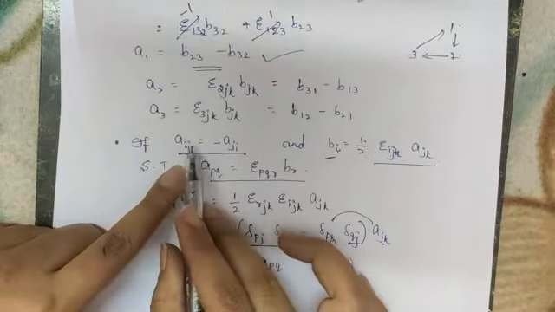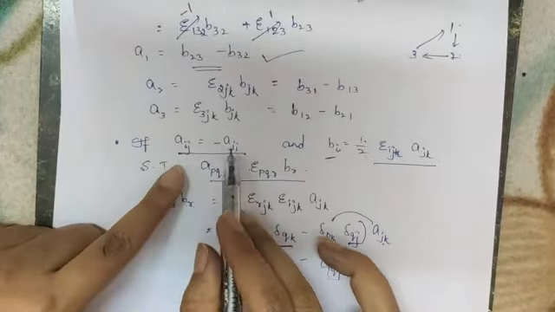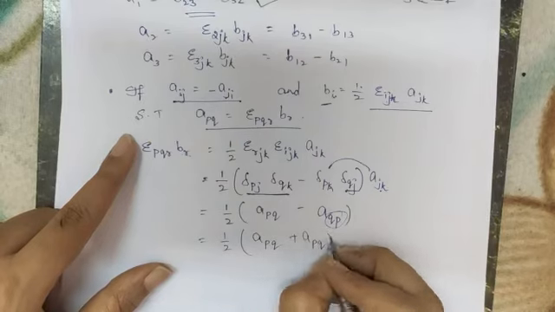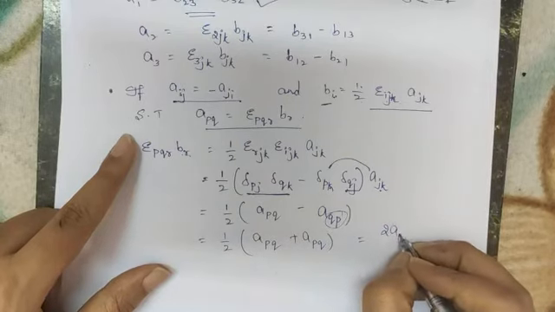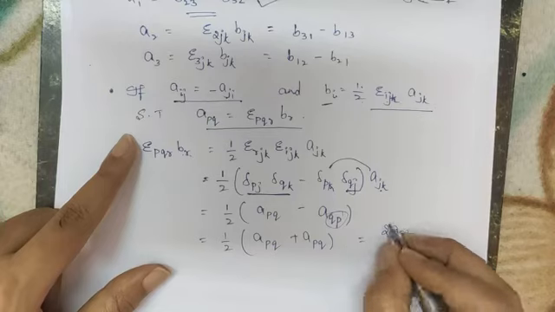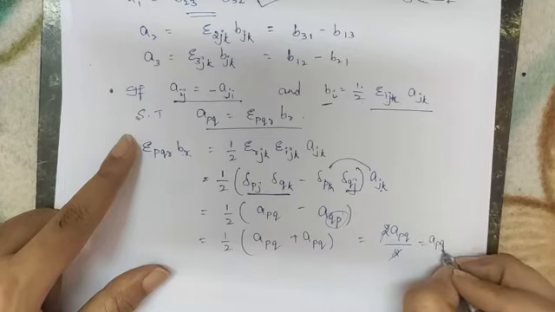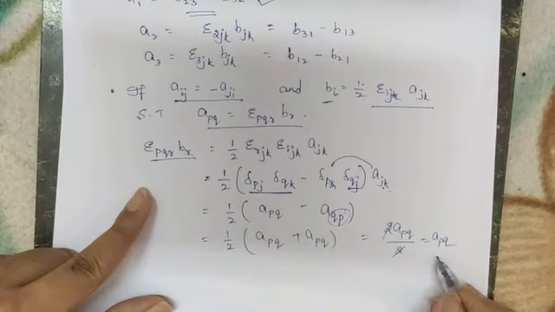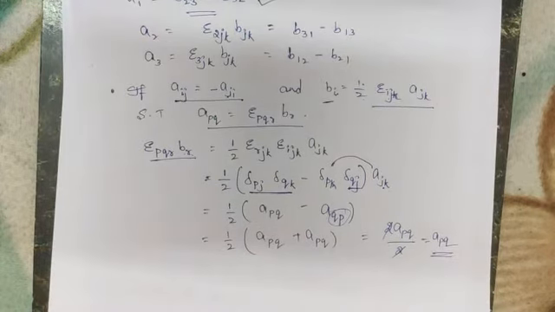Given thing is aij is equal to minus aji. So I can write this as 1 over 2 into apq plus apq. This is 2 times apq divided by 2, you will get apq. So I have proved that epsilon pqr br is equal to apq. We will solve some more problems in the next session. Okay, thank you.